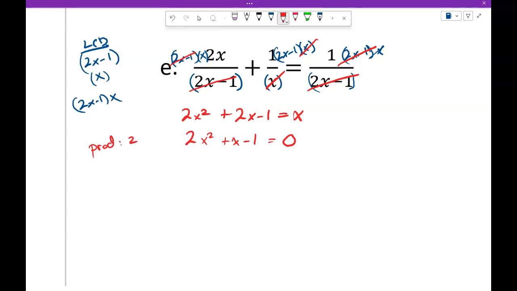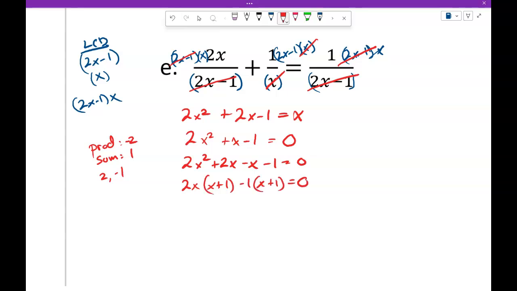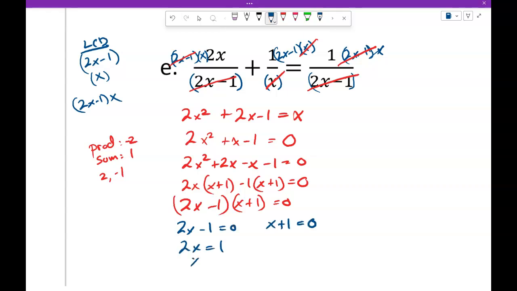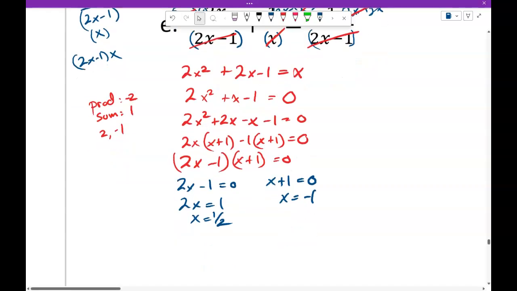We want a product of negative 2, but a sum of 1. That's going to be the numbers 2 and negative 1. So we can rewrite our polynomial, so we can do factor by grouping. So we have 2x minus 1 and x plus 1. Apply our zero factor property. X equals 1/2 and x equals negative 1.